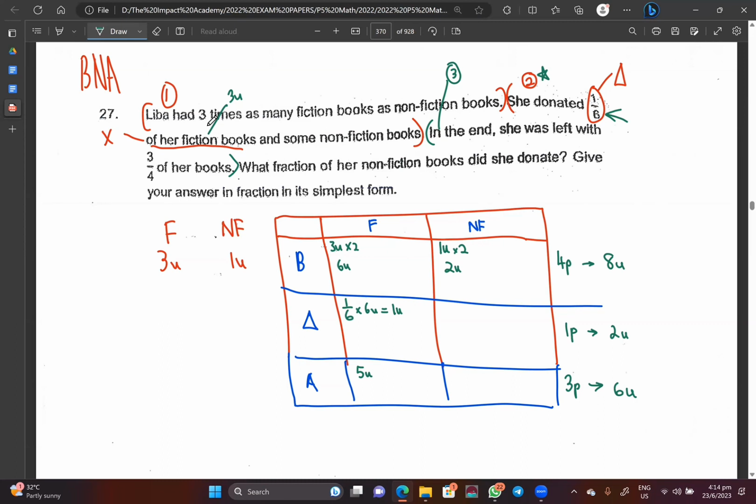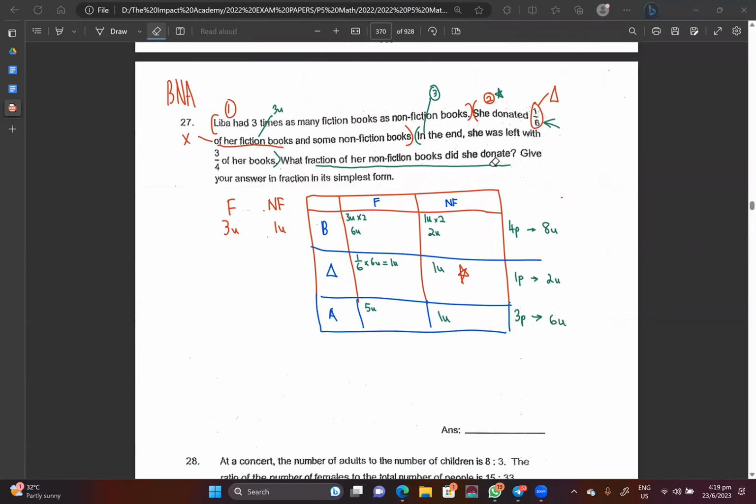Okay, so learn how to deal with units and parts. Okay, now if this whole thing is 2 units, isn't it true that this is also 1 unit? And therefore over here is 1 unit left, right? Of course, the question wants us to find what fraction of her non-fiction books did she donate. So it will be non-fiction donated over non-fiction books. So non-fiction donated, as you can see, it's here with the star. So it's 1 over non-fiction books in total. That's 1/2. And since this is already in your simplest form, this is your answer for this question.